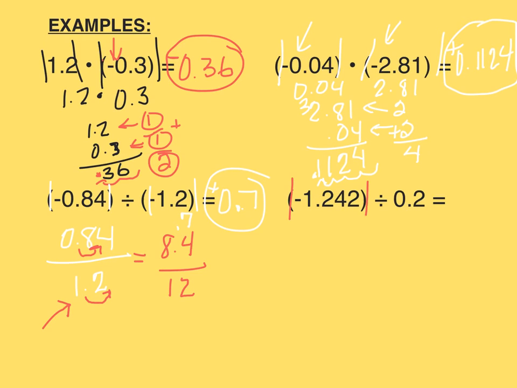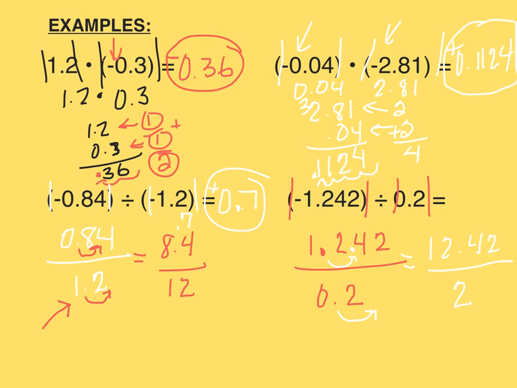For my final one over here, I am going to have 1.242 divided by, and I know that doesn't quite look like a point, but it is, divided by 0.2. Now again, I've only got 1 decimal place, so I'm going to move it 1 place on the bottom, therefore 1 place on the top. So my new decimal place goes there. So I'm now going to have 12.42 divided by, whoops, not a 0, that 0 is gone, divided by 2.